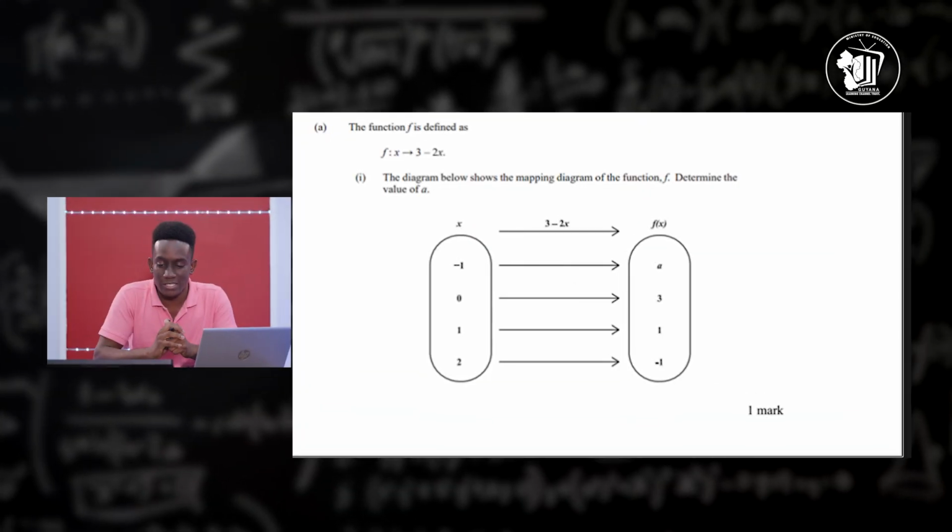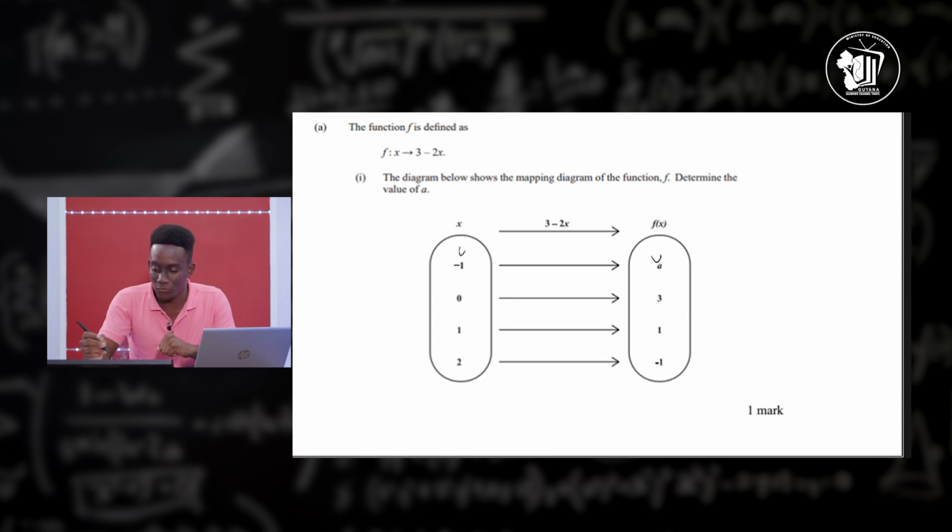So this question says, the function f is defined as f of x is equal to 3 minus 2x. The diagram below shows the mapping diagram of the function f. Determine the value of a. So here we have all the values of x, and here we have the function when you put x into this function, and here we have the result. So when you put -1 into this function, you will get this a as the result.